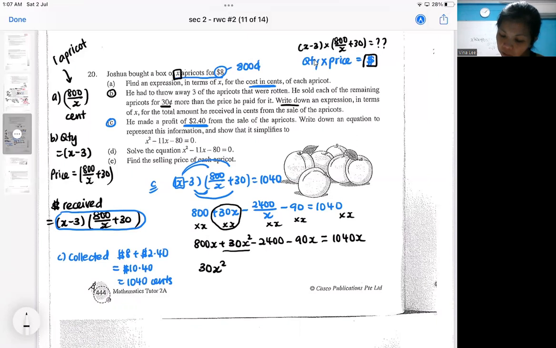Organize the 30x squared. Punch the calculator for all the x: 800 minus 90 minus 1040. That will be 330x. So this is an x squared, but you have 30x squared. So you divide everything by 30. That's how you get the equation that they wanted.